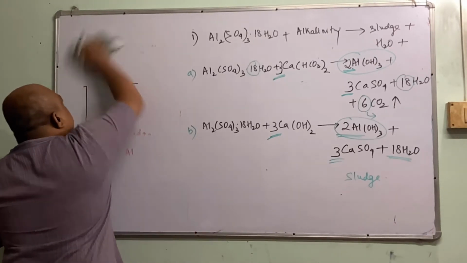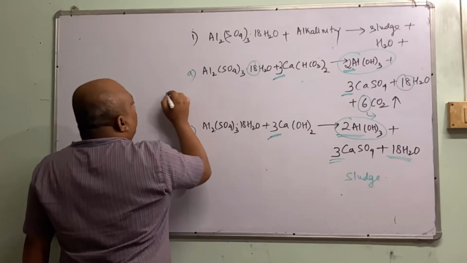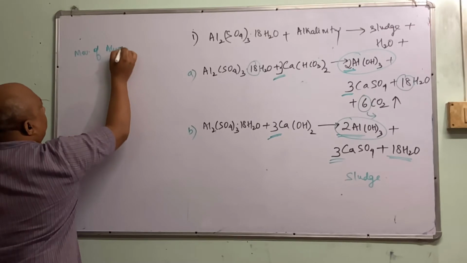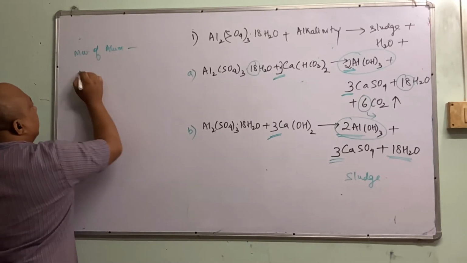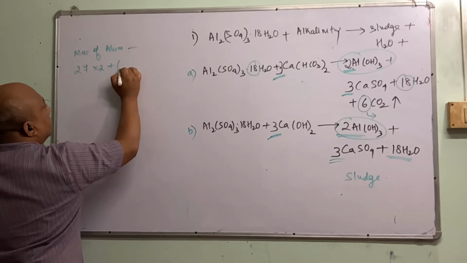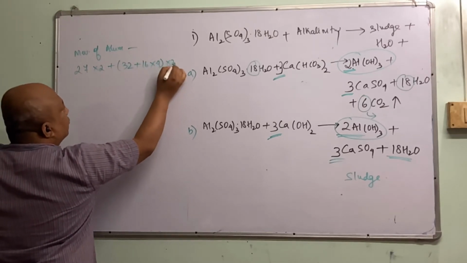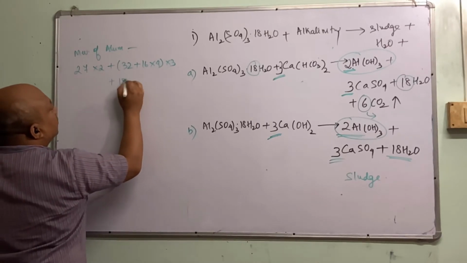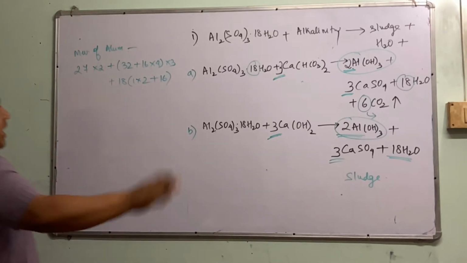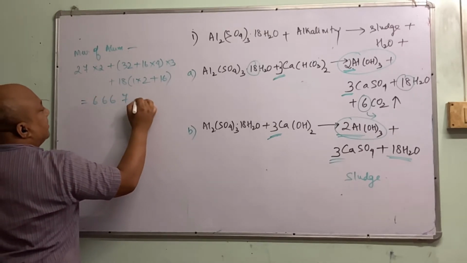Now over here, before doing the calculations, let me come back here. See, what is the molecular weight of alum? That is, aluminum is 27 into 2, plus sulfur is 32, plus oxygen is 16 into 4 into 3, plus 18 into hydrogen is 1 into 2 plus 16. I won't take it for very long. This value comes around 666.7 grams.